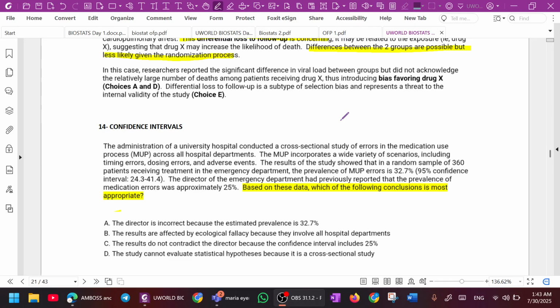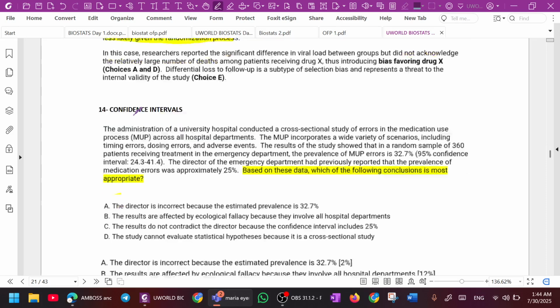Okay, are you waiting for my answer? Yes. Is it B? B as in boy. Yes. I think it is a study can evaluate statistical hypothesis because... I think it's C. Let's see. This cannot evaluate the prevalence. Yeah, it's just prevalence. So it's probably okay.